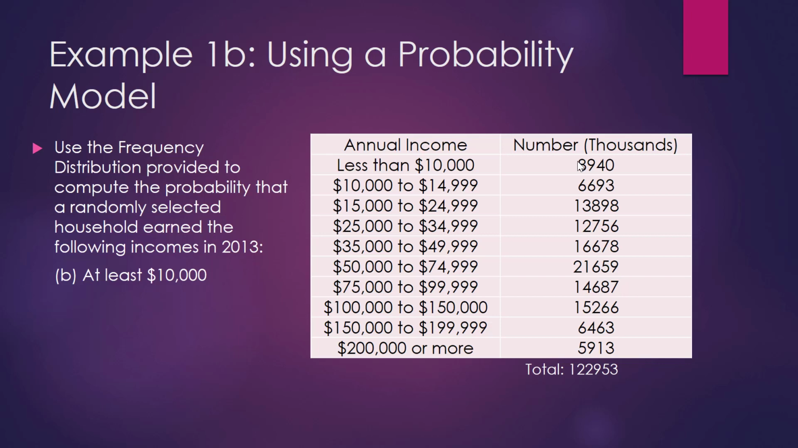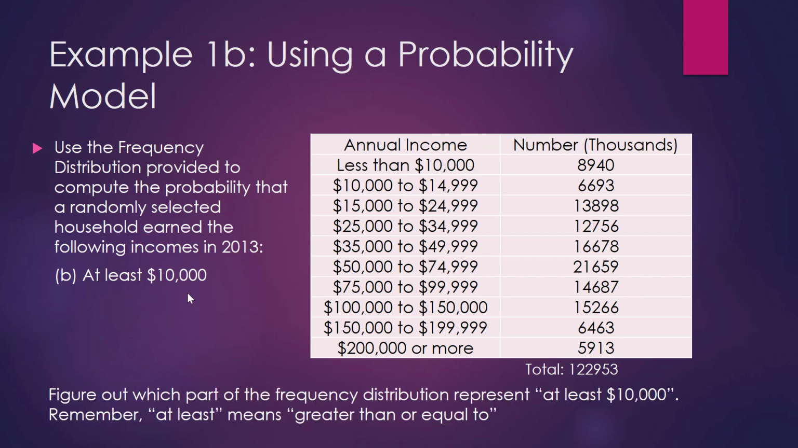Let's move on to part B. This is asking us for the probability that a randomly selected household earns at least $10,000. So we need to figure out which of these brackets represent at least $10,000. Pause the video and see if you can figure it out. Remember, at least means greater than or equal to.